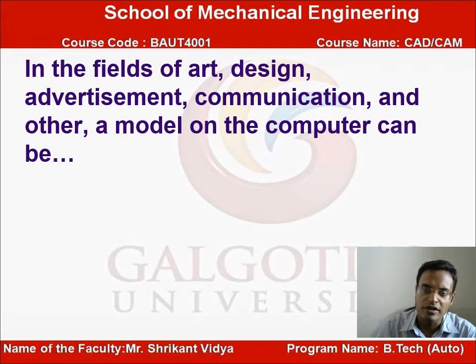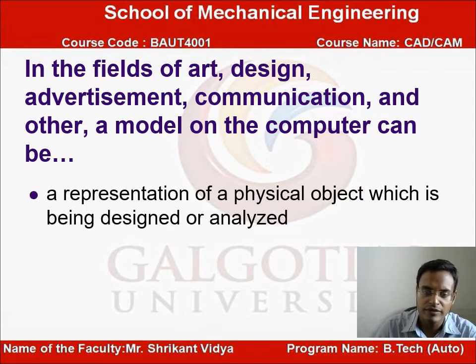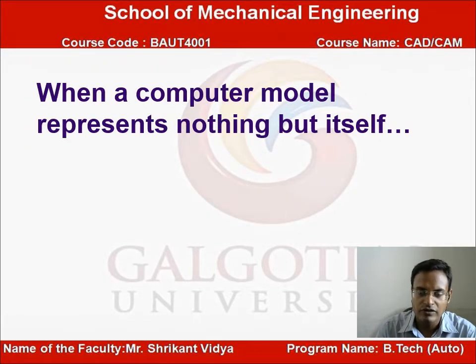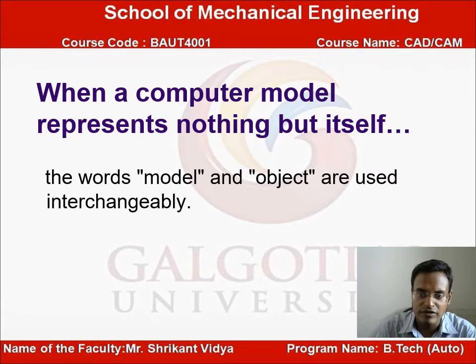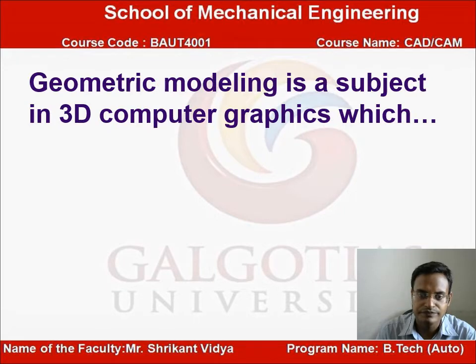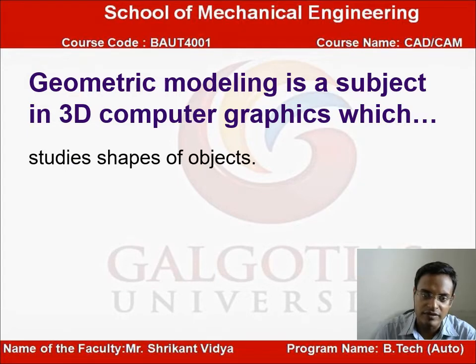So in the field of art, design, advertisement, communication, and others, a model on the computer can be a representation of a physical object which is being designed or analyzed, or of an object itself. So when a computer model represents nothing but itself, the words model and object are used interchangeably. Geometry modeling is a subject in 3D computer graphics which studies shapes of objects.